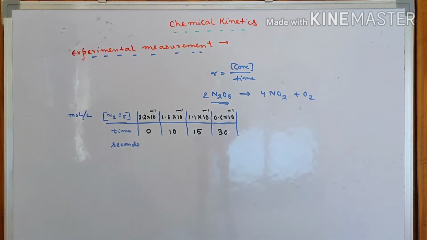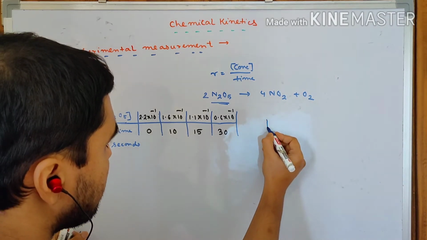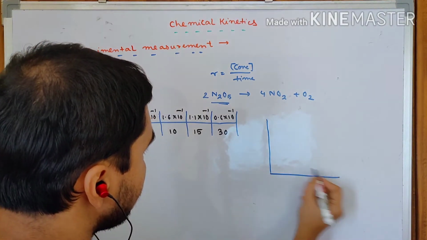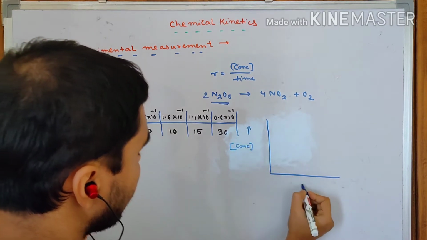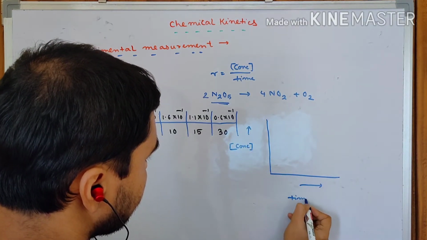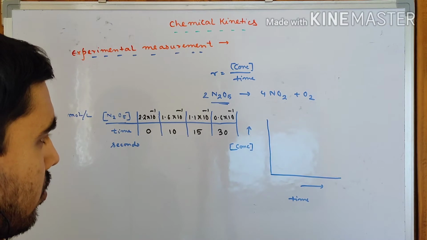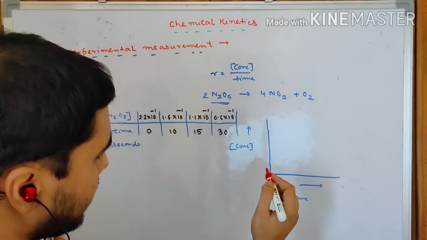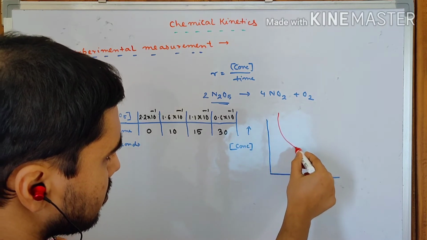Usually what we do is draw a diagram or graph. So here the concentration, and on this side the time. This is drawn. We are not doing it quantitatively, not to scale. Suppose this is the nature of the graph.